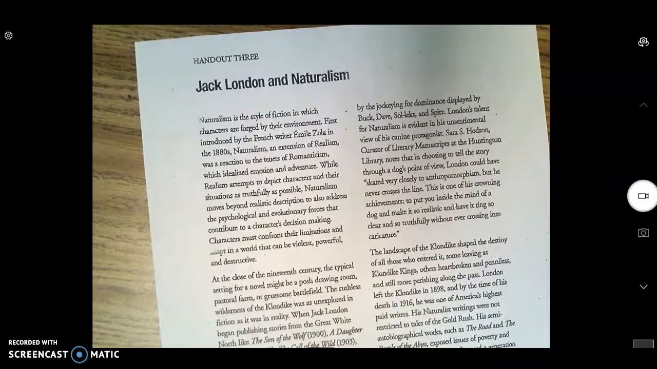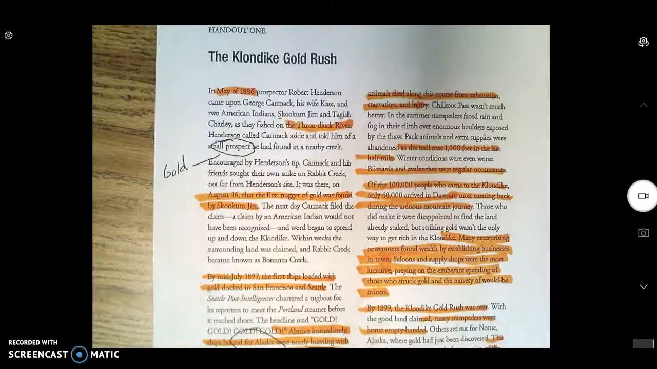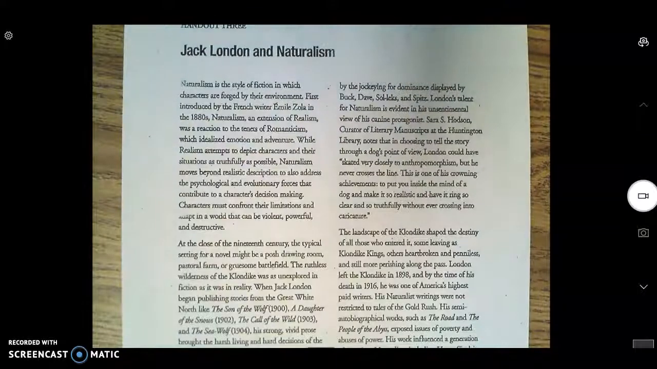A few weeks ago, we talked about the Klondike Gold Rush. You probably remember us talking about it. We went through it and underlined a bunch of stuff. We're going to do the same thing this week with Jack London and naturalism, okay?